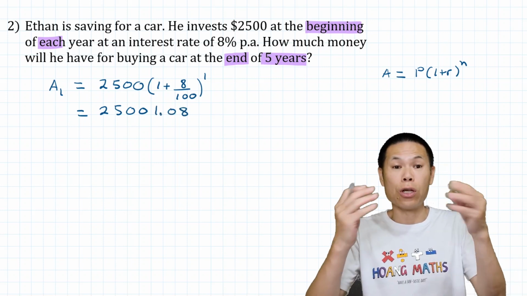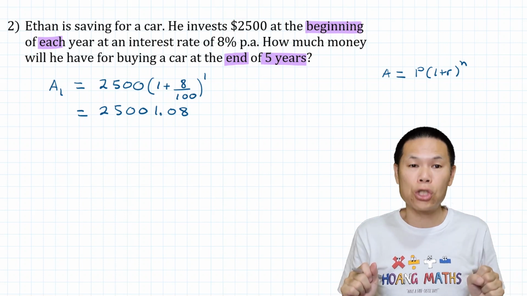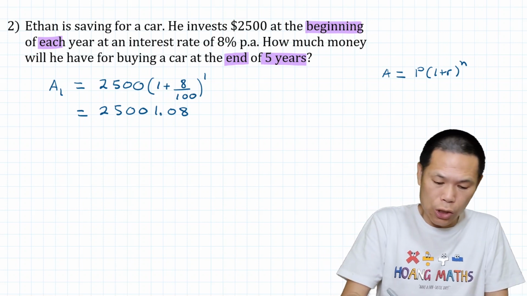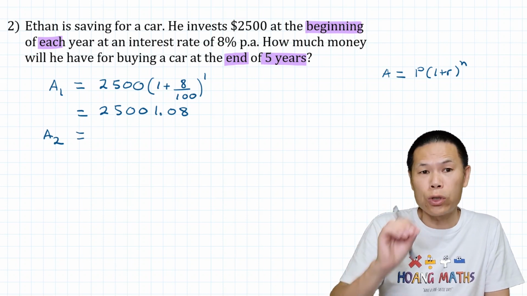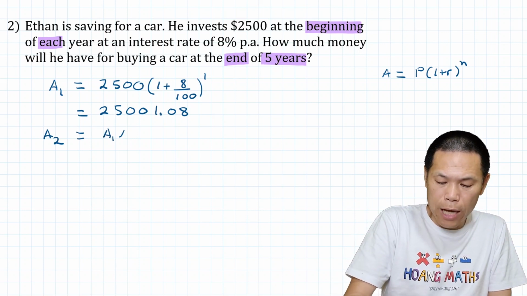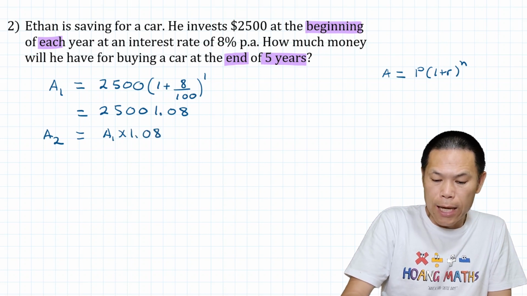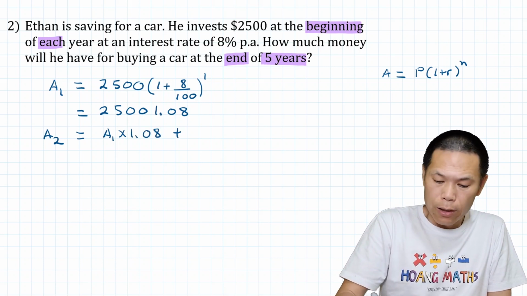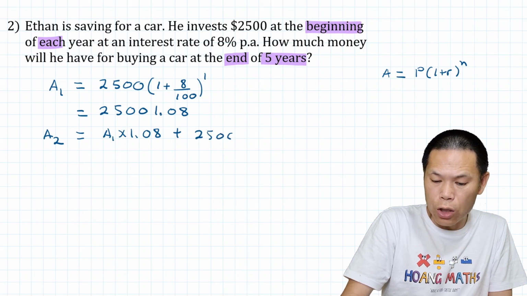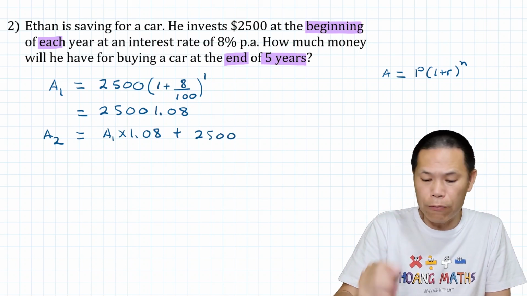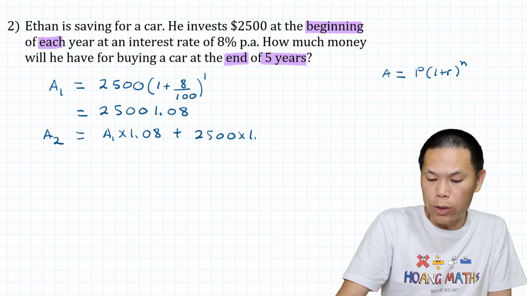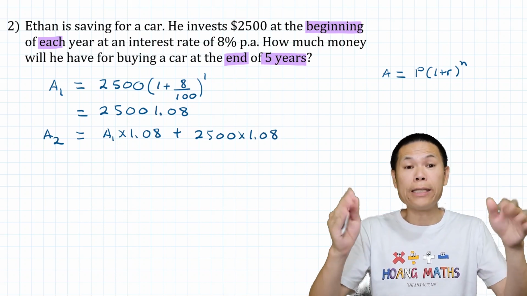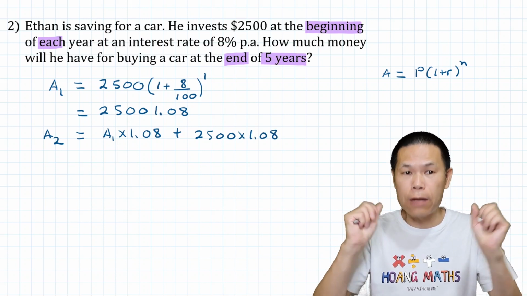Okay, so just to let you know, that is at the end of first year. And at the end of second year, A2, this means that A1 has interest on top of that. So A1 times 1.08. And he also adds 2,500 on top of that, because at the beginning of second year, and by the end of the second year, it has interest on top of that as well. So that means times 1.08. So that is how much Nathan has at the end of second year.